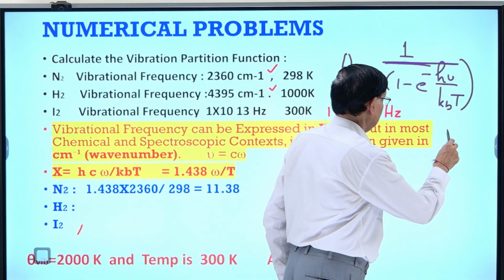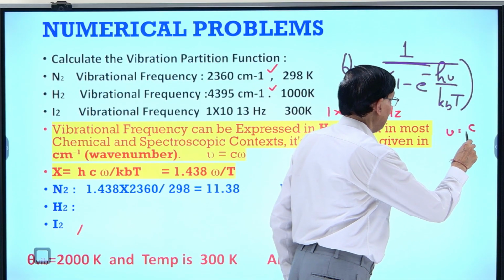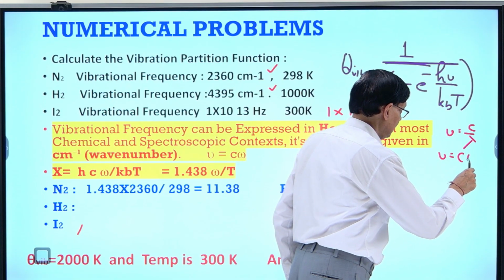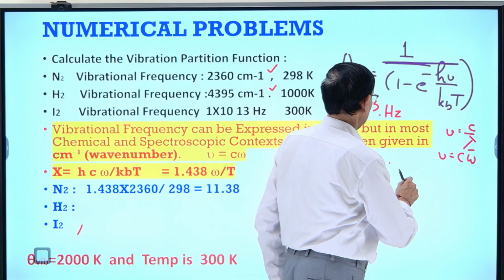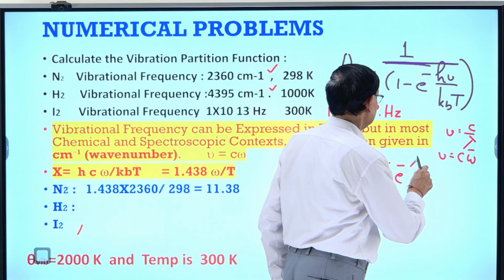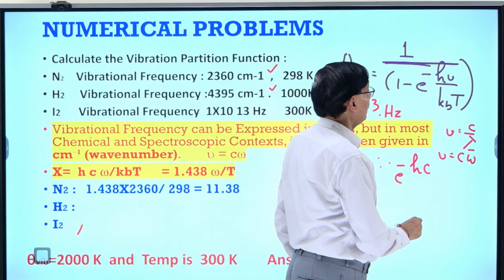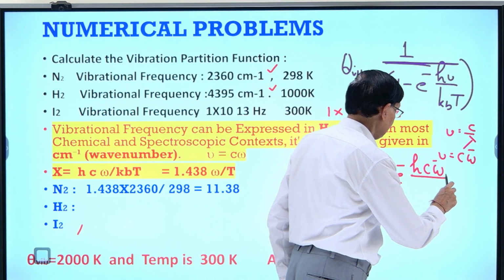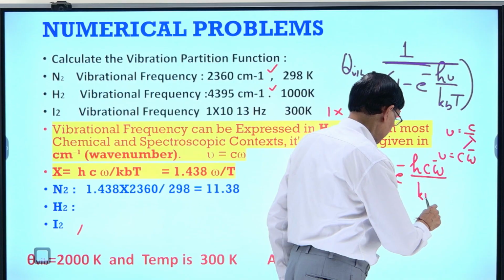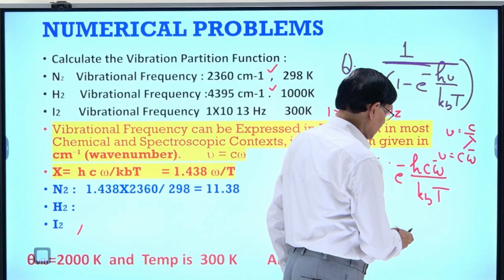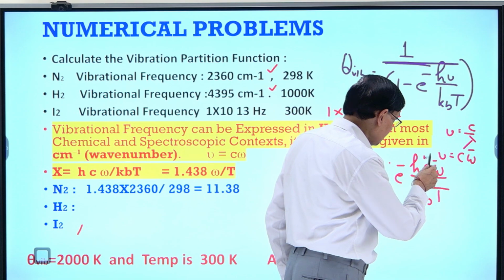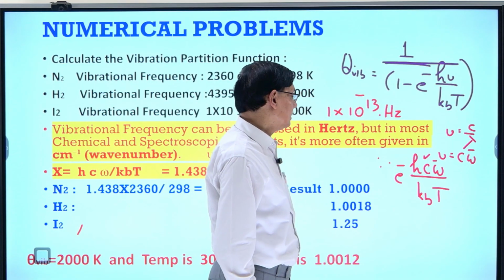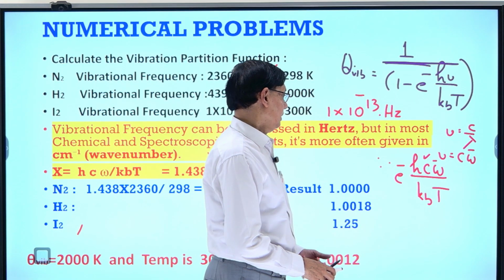You know that nu is equal to c by lambda, and 1 by lambda is omega or omega bar. So the formula will be exponential minus hc omega divided by kBT, where the velocity of light is important. So you must know the value of the speed of light, 3 into 10 to the power 8 meter per second.